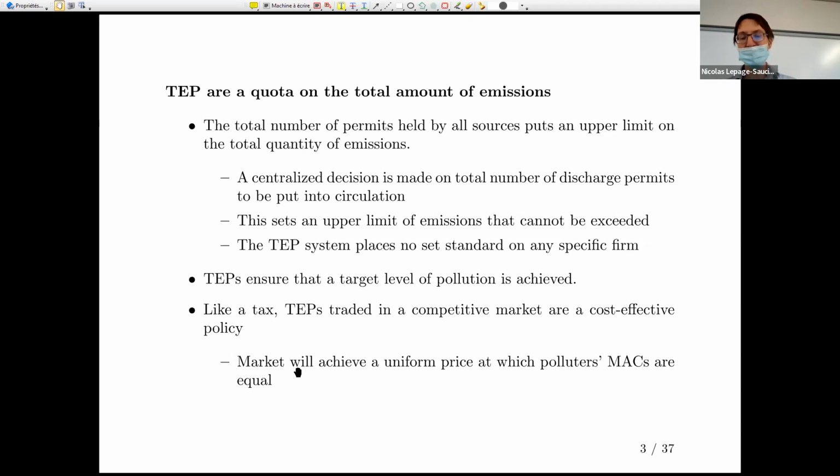Yeah, because if the market is competitive, then you get a single price in the market. So you get a price that is, say, 50 or 10 or 20, and then all firms just decide based on the market price: should I emit and buy a permit, or should I sell my permit and not emit? So all the firms are going to be paying the same, and thus all the firms are going to have the same marginal abatement cost. So things are cost effective in that sense.